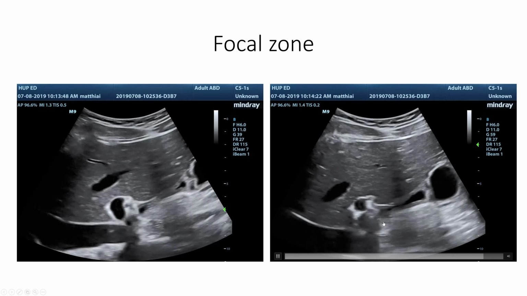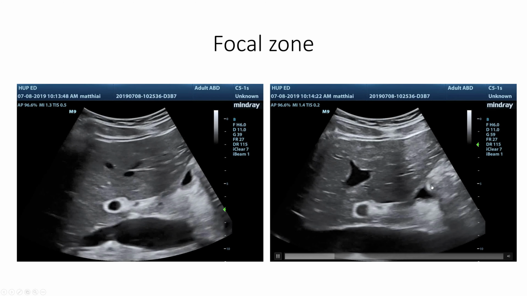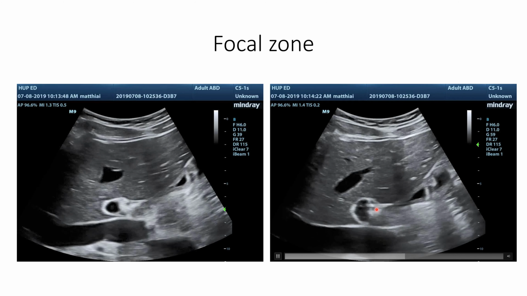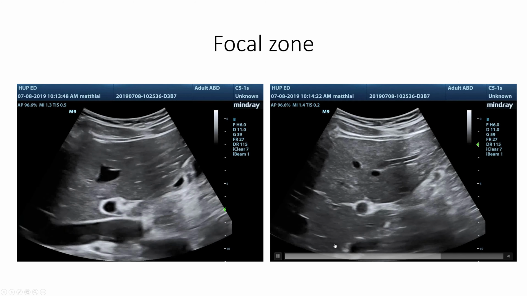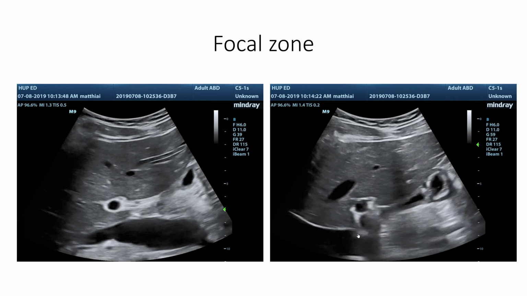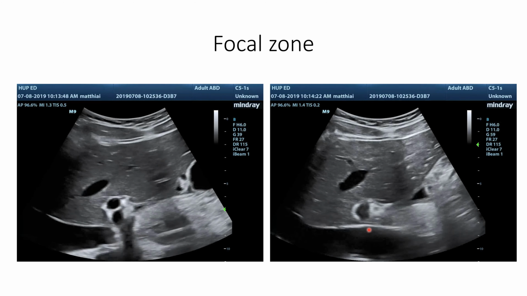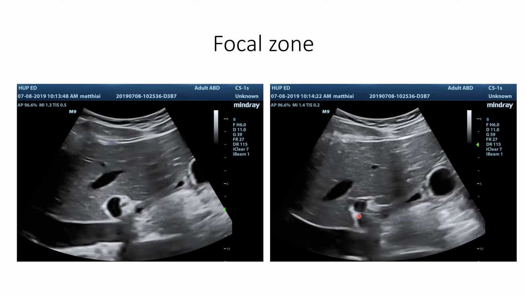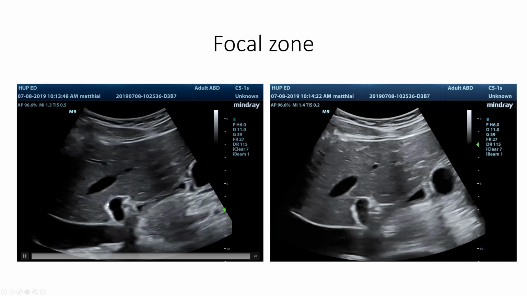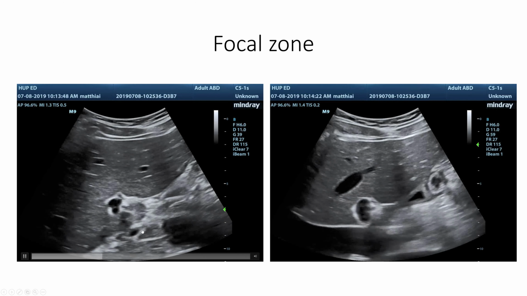On screen left, I've purposely put the focal zone at 2 centimeters, much too shallow, and it looks a bit mushier down here. I'm having a harder time identifying these tiny little tube structures of the hepatic artery and the portal vein, and there's just more artifact and distortion within the portal vein as compared to this really nice, crisply outlined portal vein here.